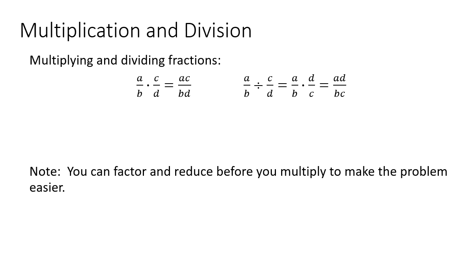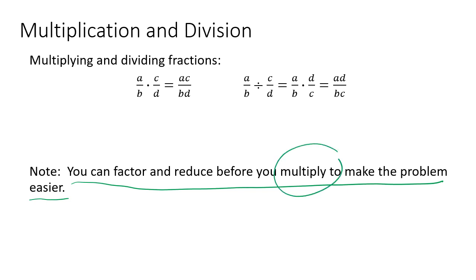But a key thing to keep in mind is that you can actually do what we were doing in the previous example. You can factor and reduce before you multiply to make the problem easier. Because once you multiply everything out, it gets harder to factor at that point. Now, I did specifically say multiply here. You don't want to try to factor and reduce while it's still in division form. So if you have a problem involving division, take the reciprocal and turn it into multiplication first, and then you can factor and reduce before you multiply still. Otherwise, things get a little bit hazy as to what cancels with what when you're still in division form.